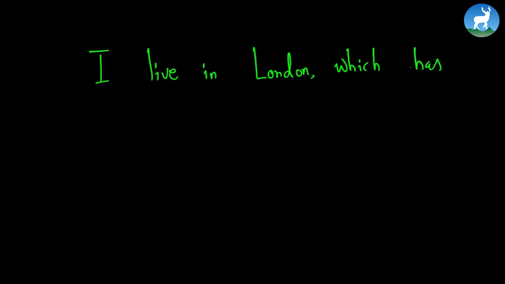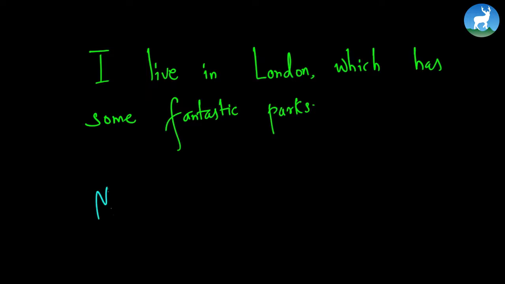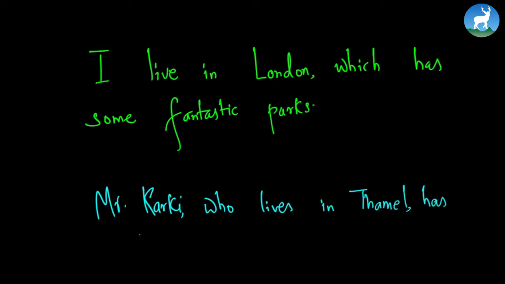The first example is, I live in London, which has some fantastic parks. Let me write one more example. Mr. Karki, who lives in Tamil, has 3 wives. Let's look at the relative pronouns. In the first, which is the relative pronoun. In the second, who is the relative pronoun.